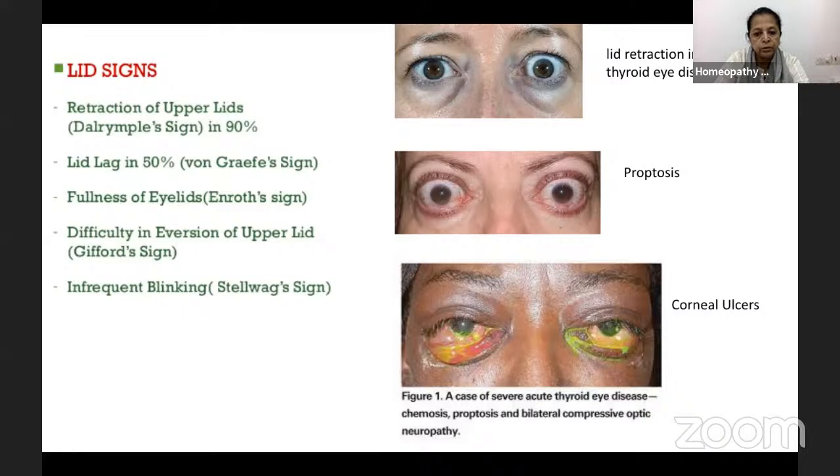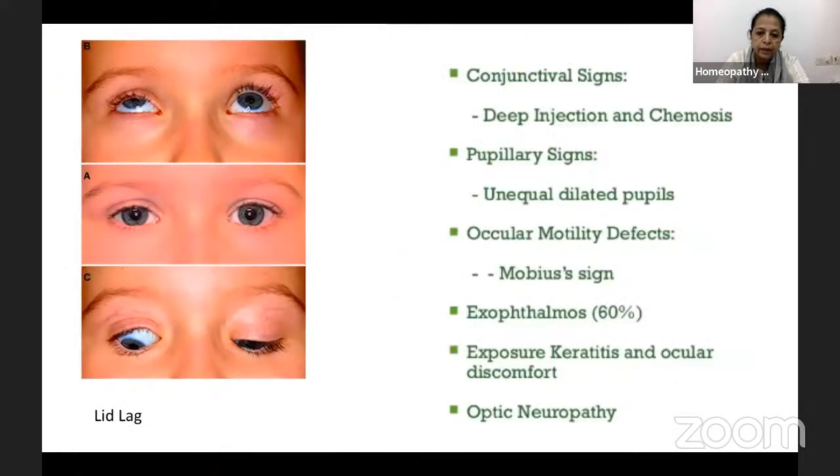Whenever the proptosis is much more, just behind the eyeball the muscles compress the optic nerve, which leads to optic neuropathy, optic nerve edema, and reduced vision. So these are the two most common complications, exposure keratitis and optic neuropathy. It is an urgent, severe condition where you have to go for orbital decompression. Sometimes ocular motility is also affected and the patient may have diplopia.